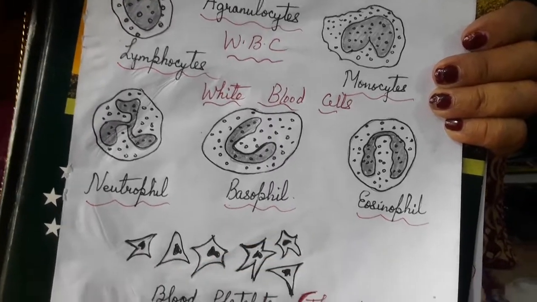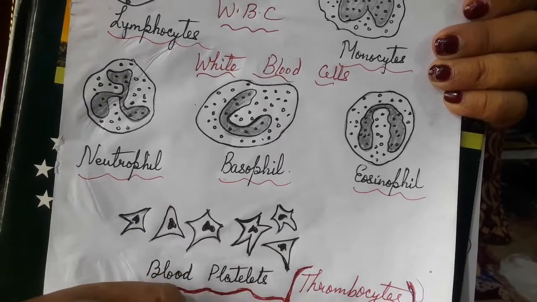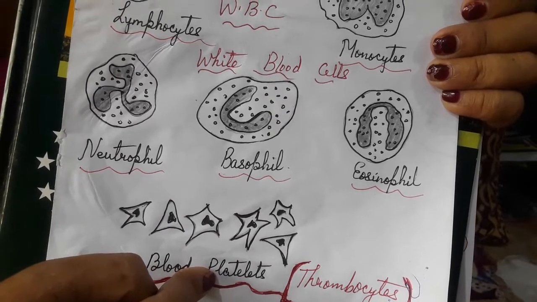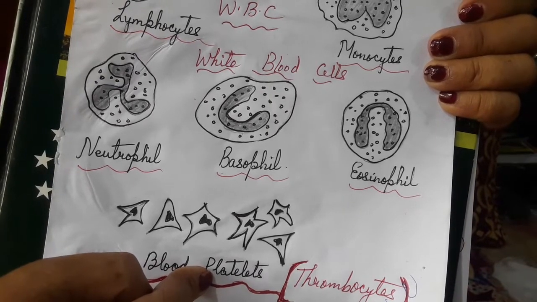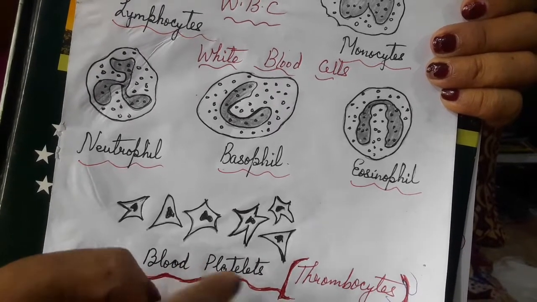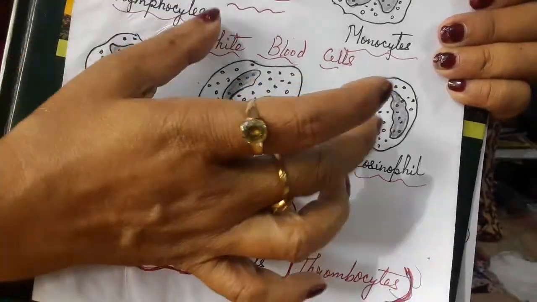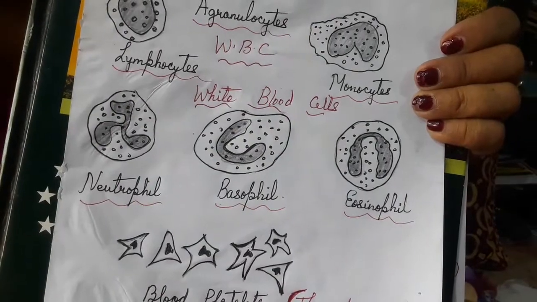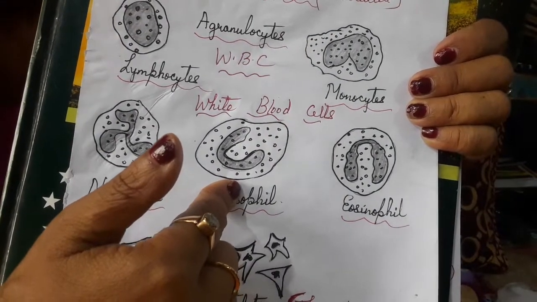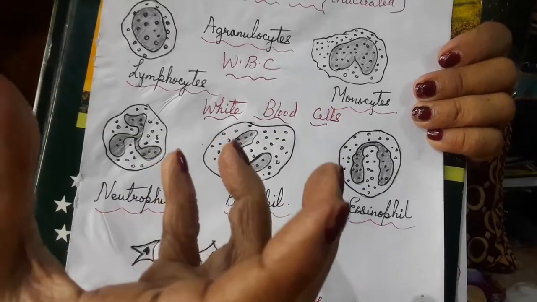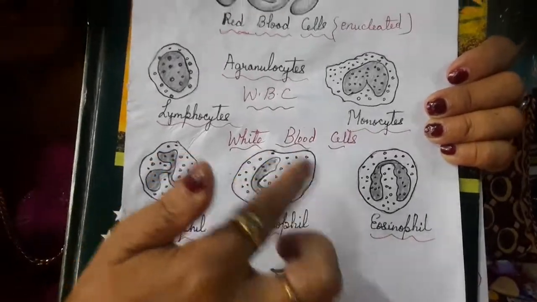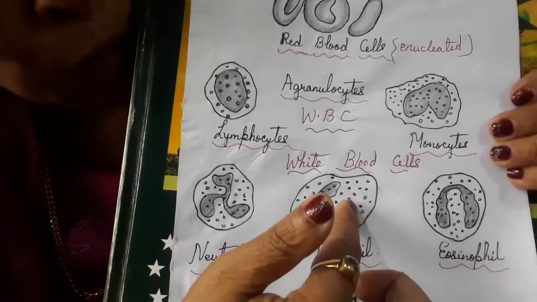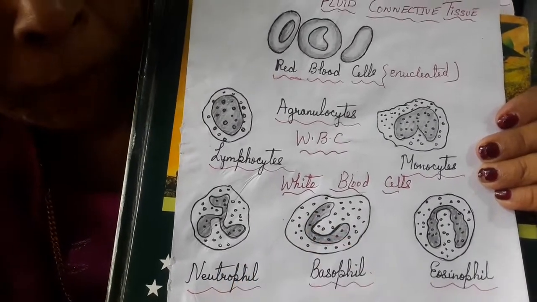The third type of blood cells or blood corpuscles are thrombocytes. They are also known as blood platelets. They have a lifespan of about 3 to 5 days. It can extend up to 10 days also. Whereas the white blood cells have a lifespan of about 14 days, that is 2 weeks, and the number of white blood cells in a person may range from about 4 to 8,000 per cubic millimeter.